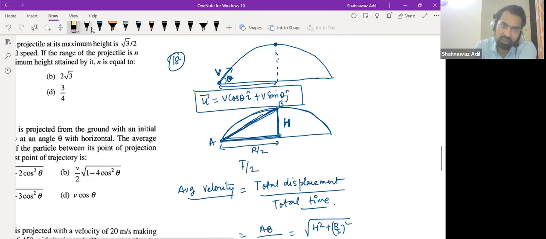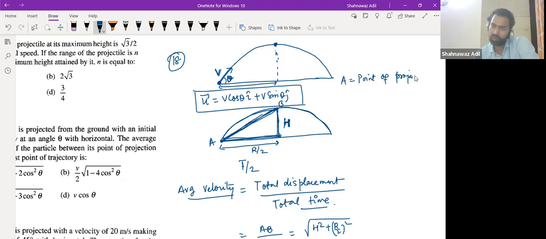This is point of projection. This is point of maximum trajectory. A is a point of projection. B is the point of maximum height or trajectory.